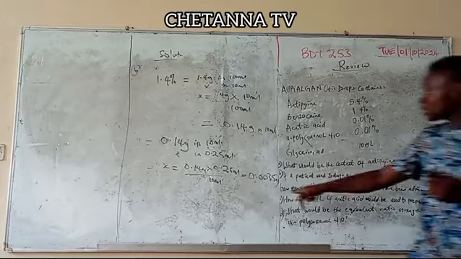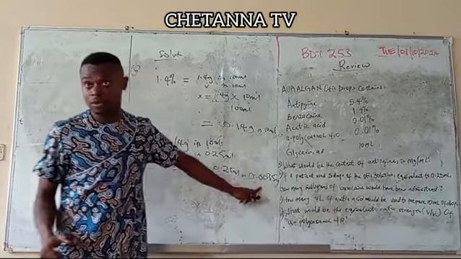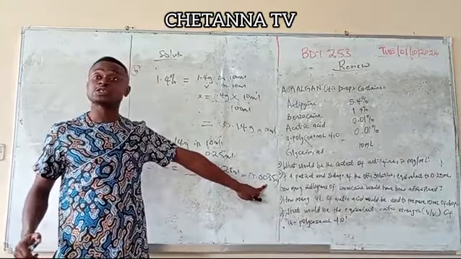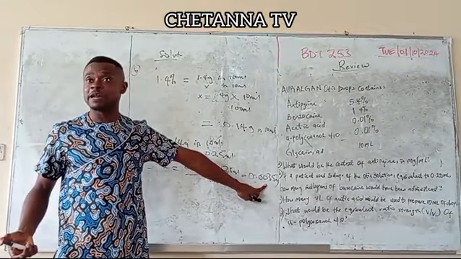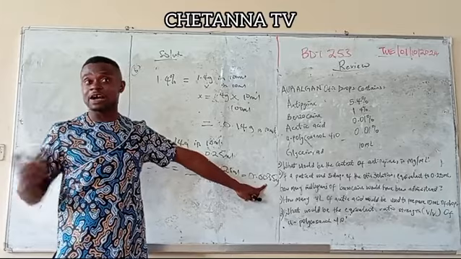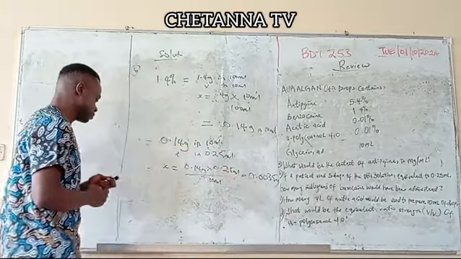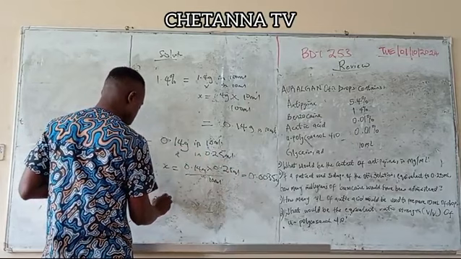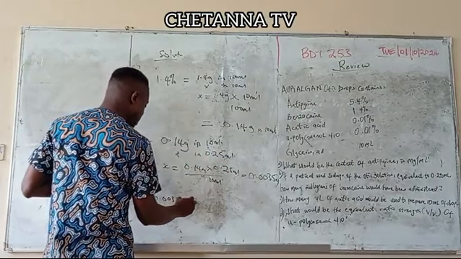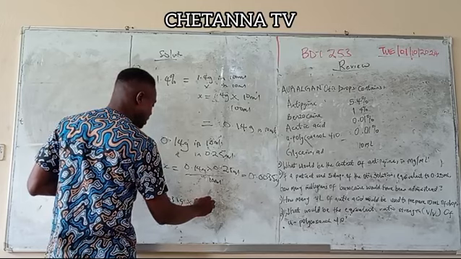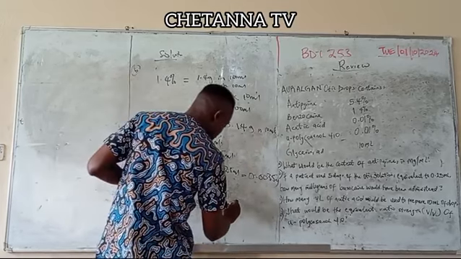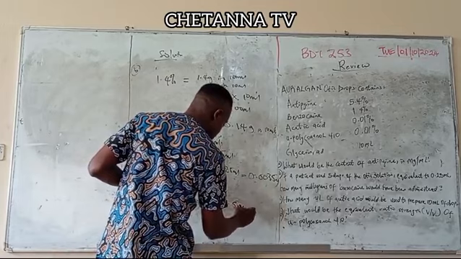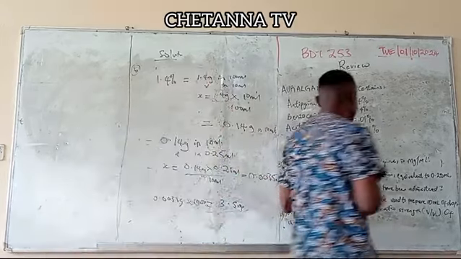Milligram. This is in gram. Okay? So we move this to milligram simply by multiplying by 1,000. You get the answer. Multiply by 1,000. 0.0035 times 1,000 is 3.5 milligram.